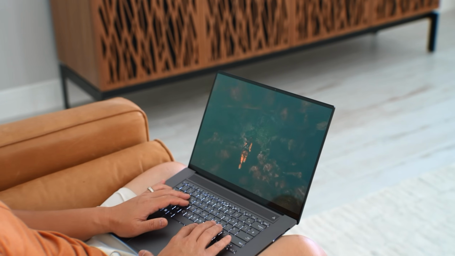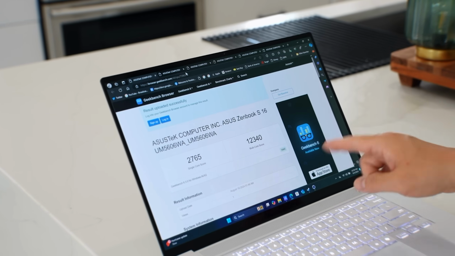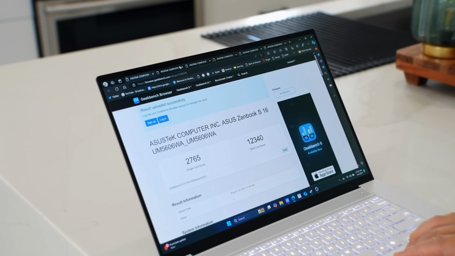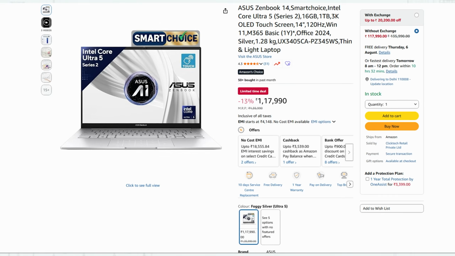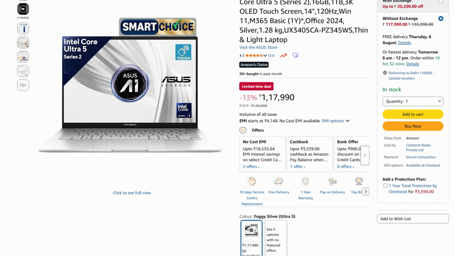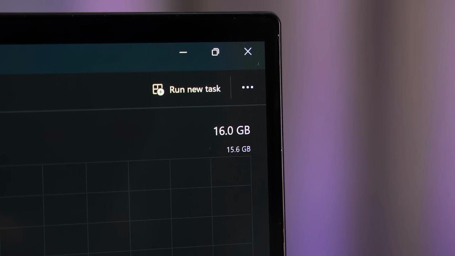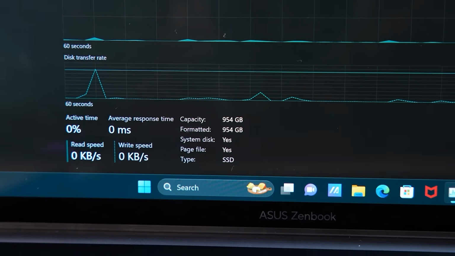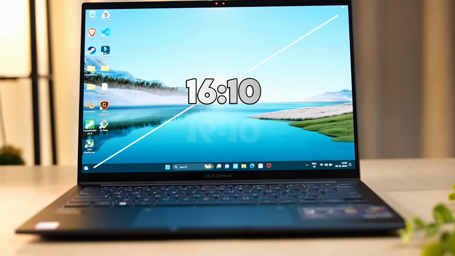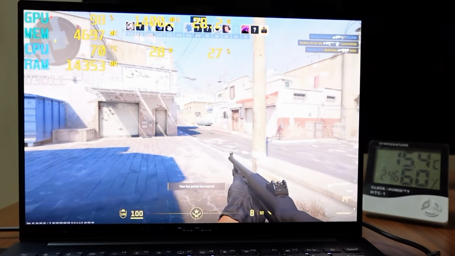Now finally, we have the premium category. This one isn't really about getting the highest benchmark scores, it's about getting the complete package. If you are comfortable crossing the 1 lakh mark, my recommendation would be the ASUS Zenbook 14, which is priced at around 1.1 lakh rupees. It comes with an Intel Core Ultra 5 Series 2 processor, 16GB of RAM, a larger 1TB SSD, and a gorgeous 3K 120Hz OLED touchscreen, all inside a premium chassis that weighs just 1.28 kilos.